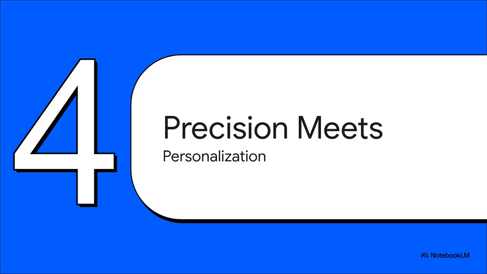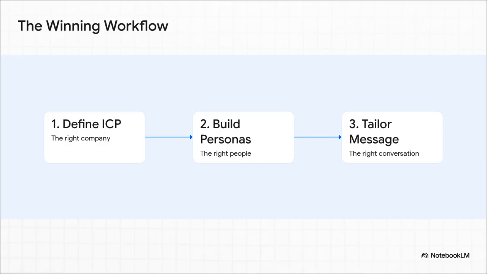So now you've got this AI-powered precision and this AI-powered personalization. What happens when you put them together? Well, that's when the magic really happens. This is how you build a marketing and sales engine that is truly unstoppable. And the workflow is just so logical and clean.